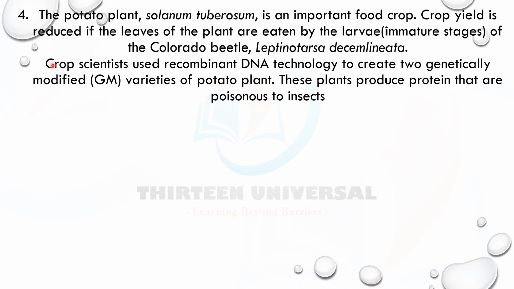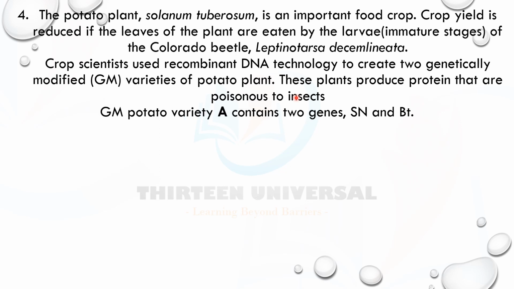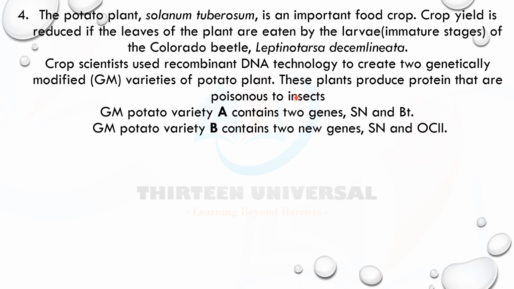So the next paragraph: crop scientists use recombinant DNA technology to create two genetically modified, GM, varieties of potato plant. These plants produce proteins that are poisonous to insects. Okay, so they produce proteins that are insecticidal. All right, let's look at them. GM potato variety A contains two genes, SN and BT. GM potato variety B contains two new genes, SN and OCII.